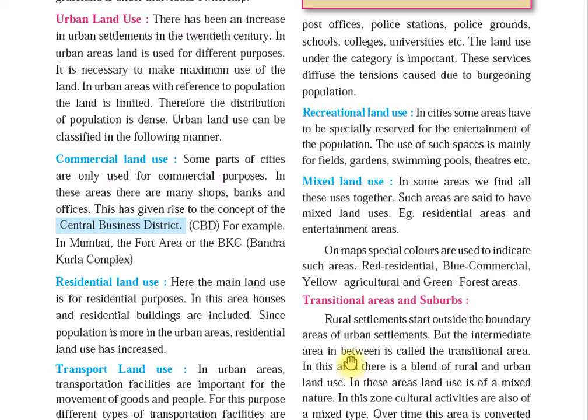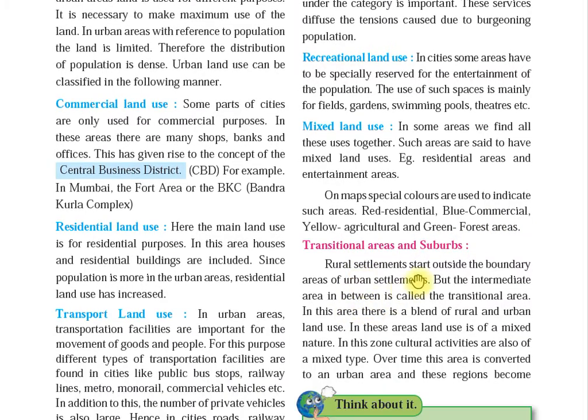Now, we'll see what you mean by transitional areas and suburbs. What do you mean by transitional areas? Portion of a landscape. And suburb means what? A part of a city. Rural settlement starts outside the boundary areas of urban settlement. But the intermediate area in between is called transitional area. So the area which comes between rural and urban is called your transitional area.